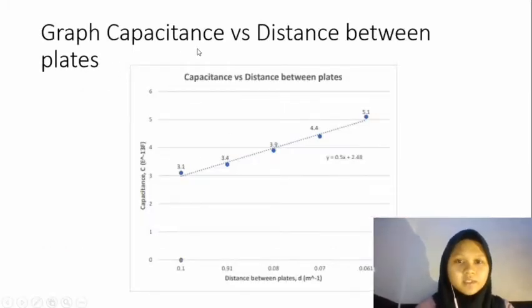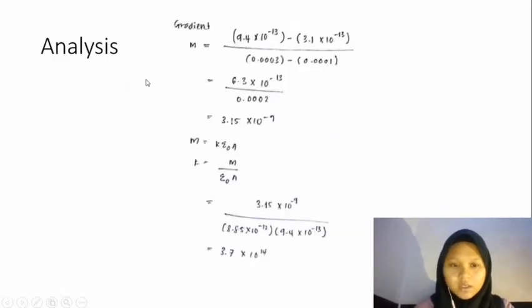This is the graph of capacitance versus distance between plates. This shows that capacitance and distance between plates are directly proportional. In other words, we can see the graph of capacitance is directly proportional to distance between plates. Okay, in this analysis part, we can determine the gradient, or we call it the slope, and we got 3.7 times 10 to the power of 40.